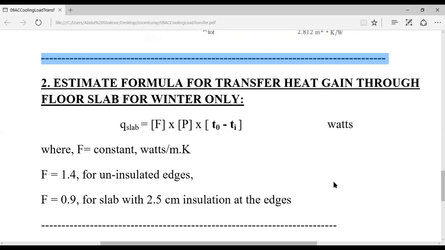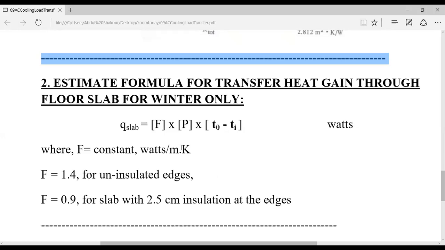You know, the edges of the floor between skirting and floor are insulated at the time of constructing the floor, with fiber board or something like that. So if it is insulated, then this factor is 1.4. And if the edges of the floor are not insulated, there's no insulation between the floor slab and the walls, then this factor will be 0.9.